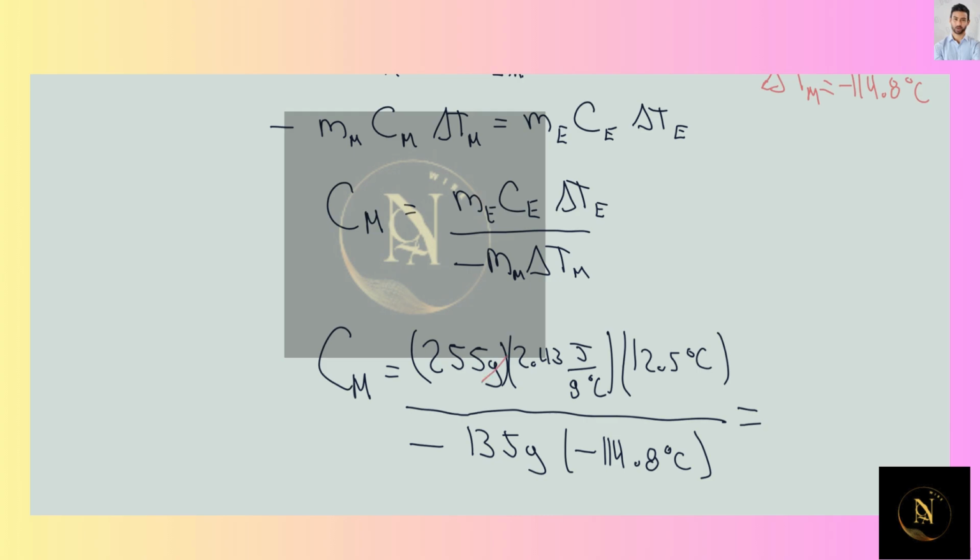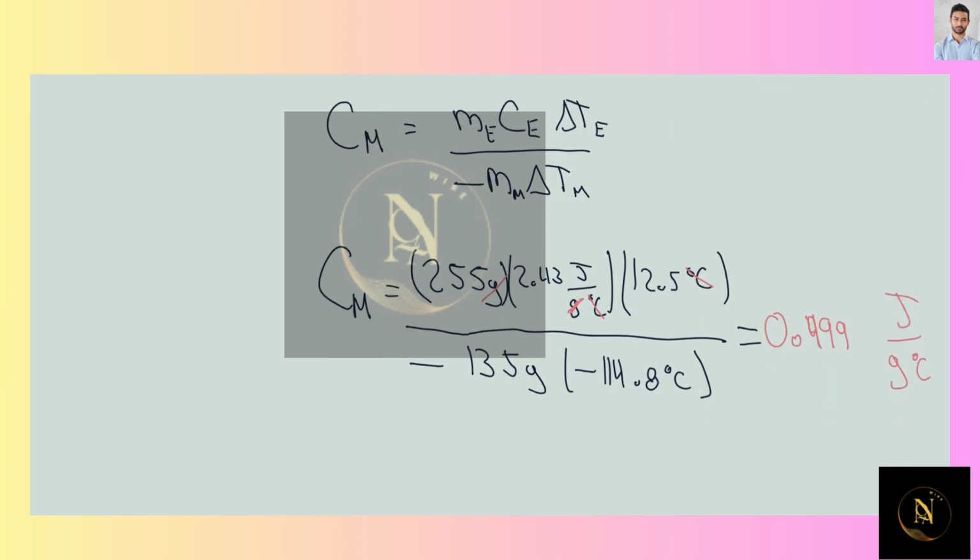The result is going to have units. Here grams and grams cancel out, degrees Celsius with degrees Celsius, and the units are going to be joule per gram degrees Celsius as well. And we end up with a heat capacity of 0.499 joules per gram degrees Celsius, or approximately 0.5 joules per gram degrees Celsius.